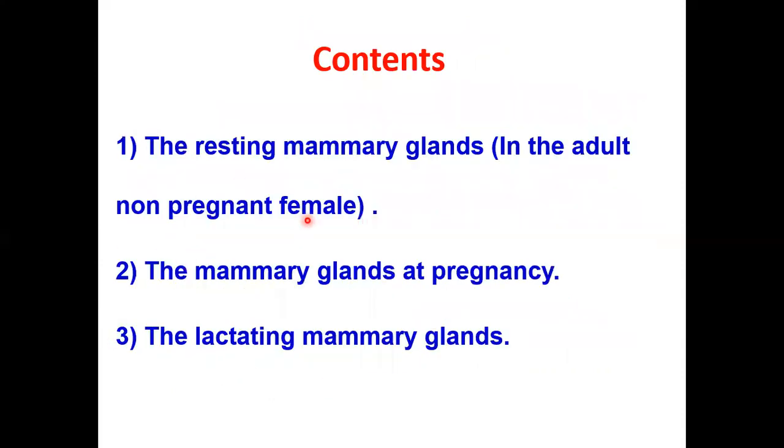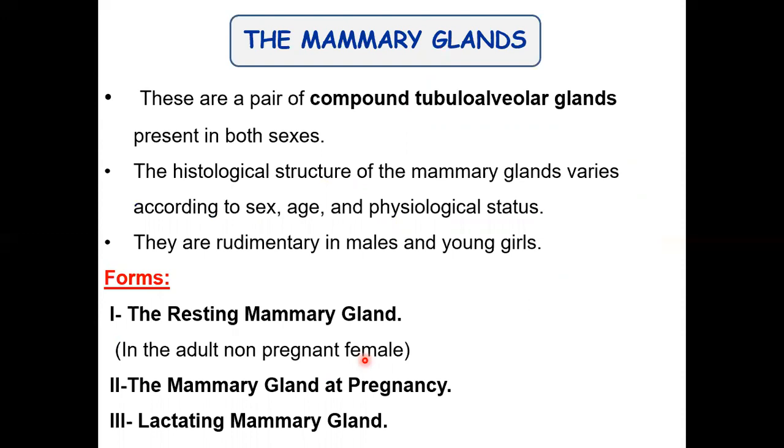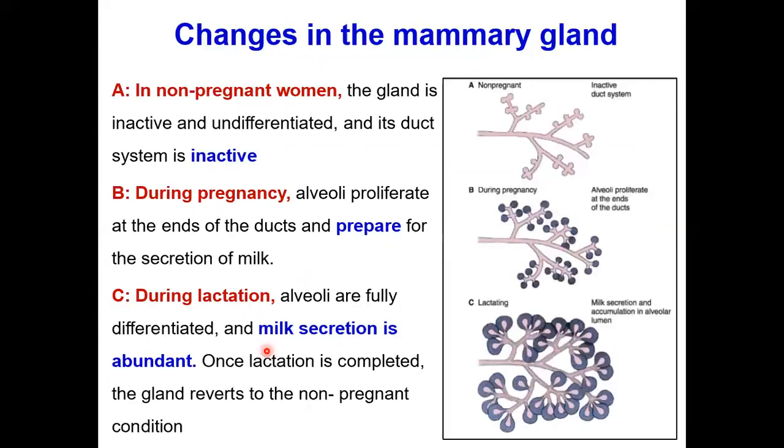What are the contents of our lecture? Resting mammary gland in the adult non-pregnant, mammary gland at pregnancy, and lactating mammary gland at lactation. The mammary glands are a pair of compound tubuloalveolar glands present in both sexes, male and female. The histological structure of the mammary gland varies according to sex, age, and physiological status. So the mammary gland differs, and as we said, during rest, pregnancy and lactation. As you see here, the 3 forms of the mammary gland.